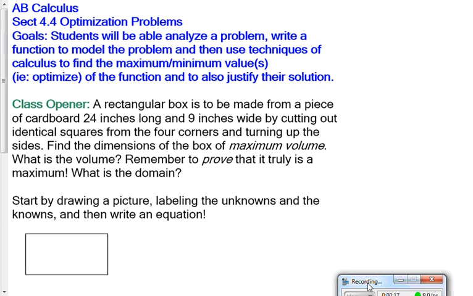So these are a lot of word problems, and how many people love word problems? Okay, 2 of you, awesome. Words get in the way sometimes.